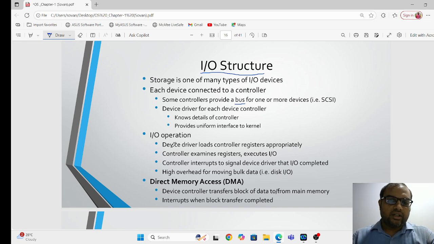This way data will be stored, and for an IO operation the device driver loads it to your controller register. The register, I already told you, is a buffer memory. So they can access it, and then it will be executed.